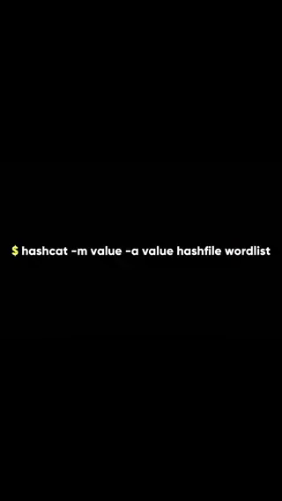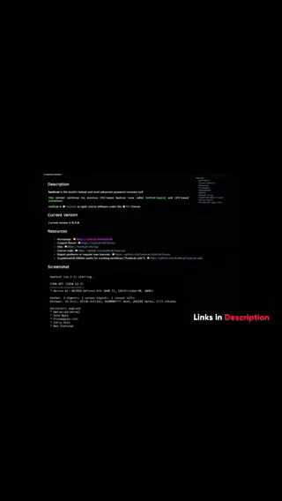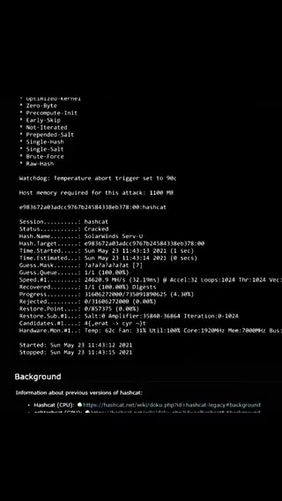Now, how do we crack a password using Hashcat? Here is the basic command that we need to use. Let's break down this command. We have two flags, -m and -a. The -m flag tells Hashcat what kind of hash we are dealing with. The -a flag tells Hashcat what kind of attack we want to use. You can find the full list of hash types and attack modes here.